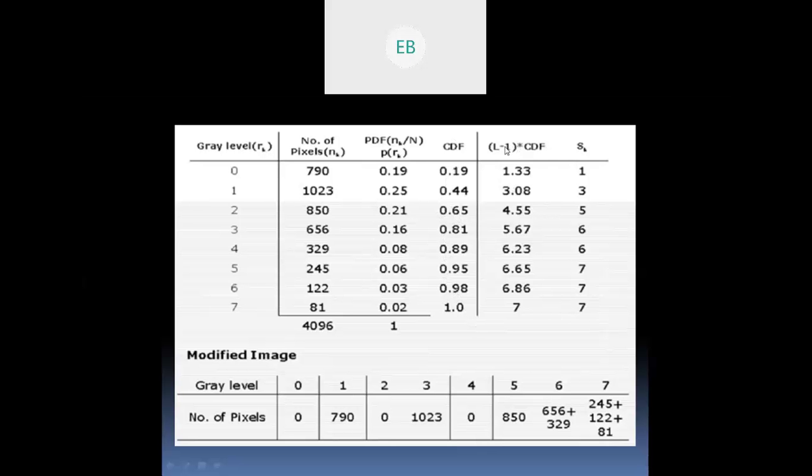And this is for L minus 1 into the cumulative distribution function. L minus 1 means what? We have a total of 8 gray levels, right? 0 to 7, that is 8. So 8 minus 1 is 7. So 7 into, say for gray level 0, CDF 0.19, 7 into 0.19 is 1.33. Again 7 into 0.44 is 3.08. Again 7 into 0.65 is 4.5.